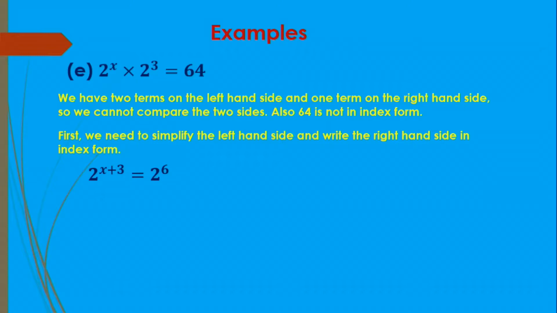If you have a multiplication and two bases which are the same, you need to add the powers. So we have 2 raised to the power of x plus 3, and on the right hand side, writing 64 in index form, we have 2 power 6. Now we compare these two numbers. Since the bases are the same, the powers must be the same. So x plus 3 equal to 6, x equal to 6 minus 3, which is equal to 3.